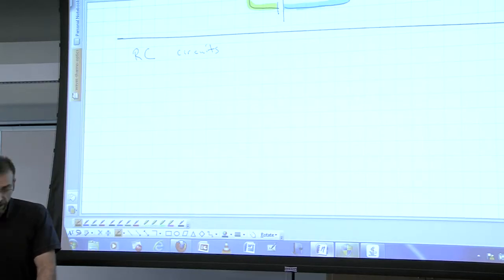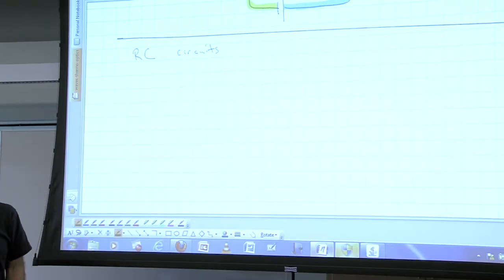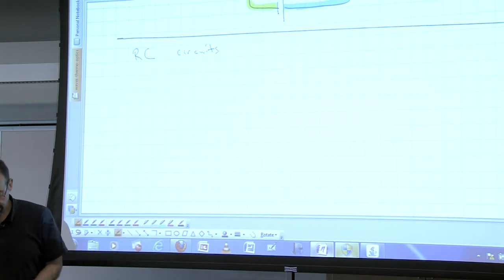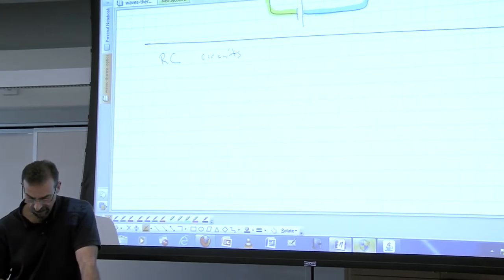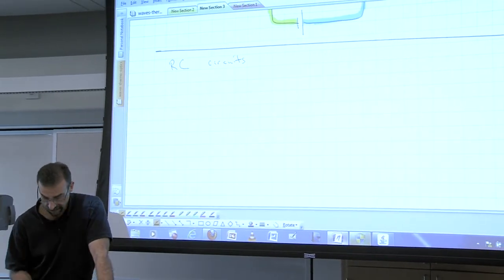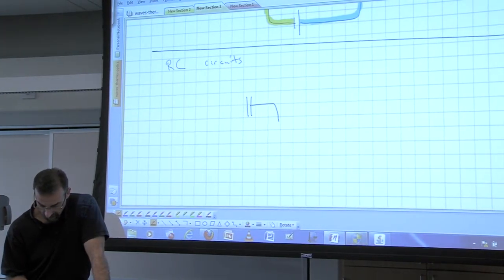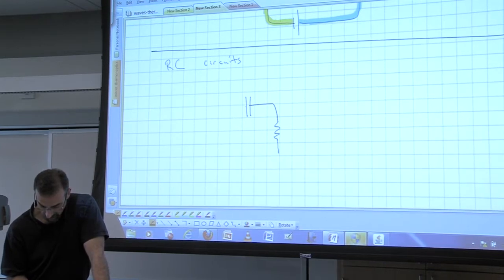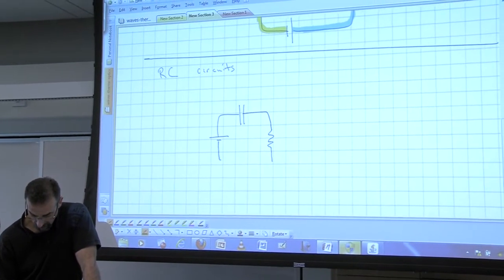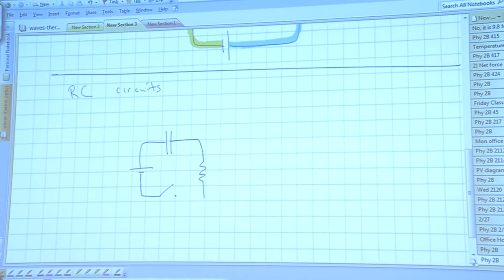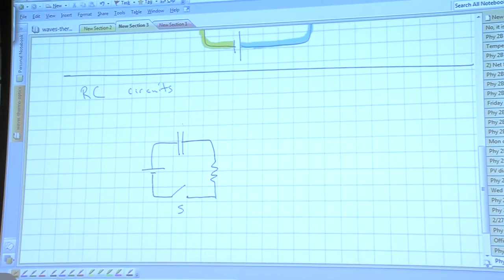I want to talk about RC circuits now, and then we'll come back to another worksheet on capacitors in series and parallel. RC circuit, that means a resistor and a capacitor. So the idea here: we've got a switch, a capacitor, a resistor, and our source of EMF, our delta V, our battery, or a power supply.